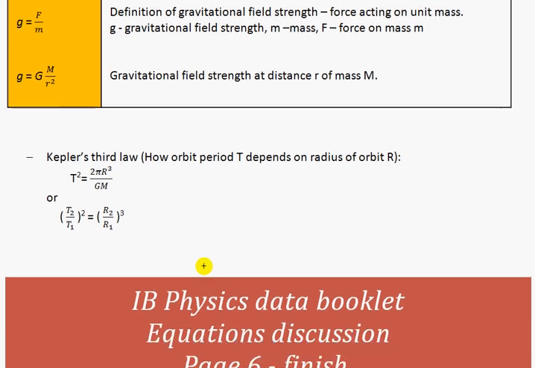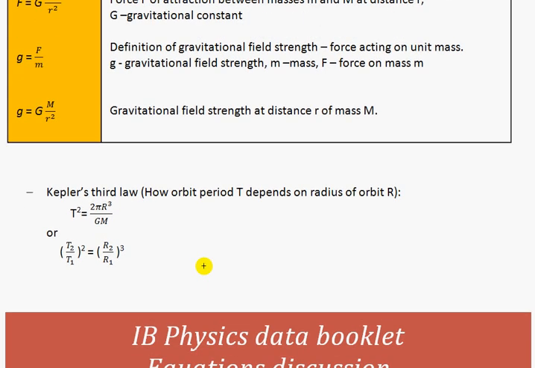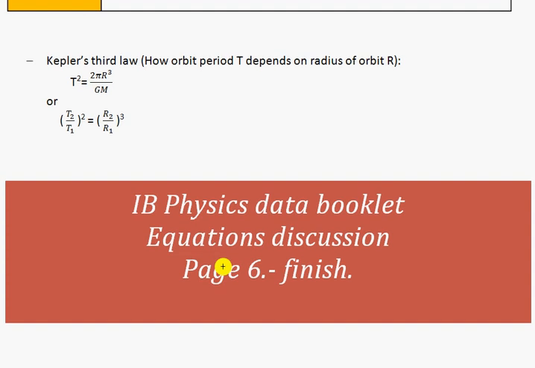Kepler studied planets moving around, satellites moving around planet, and he found that the greater the distance, the greater the period. But it is not direct proportion, it is square of period and cube of radius. Either this way or this way. We finished physics data booklet equation discussion, page 6.